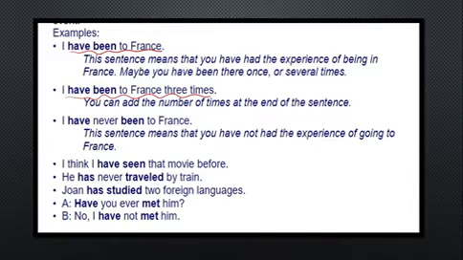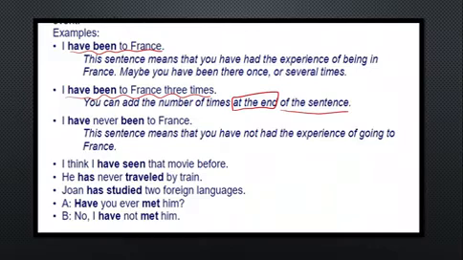Y dice, yo he estado en Francia 3 veces. You can add the number of times at the end of the sentence. Esto es muy importante. Tú no puedes agregar los tiempos entre la oración. Los tienes que agregar al final. At the end of the sentence. I have been to France 3 times.